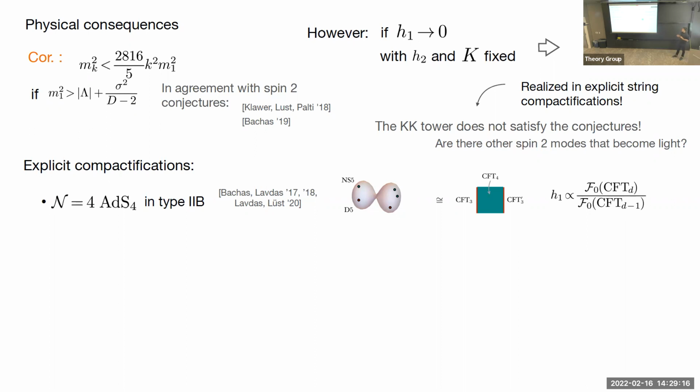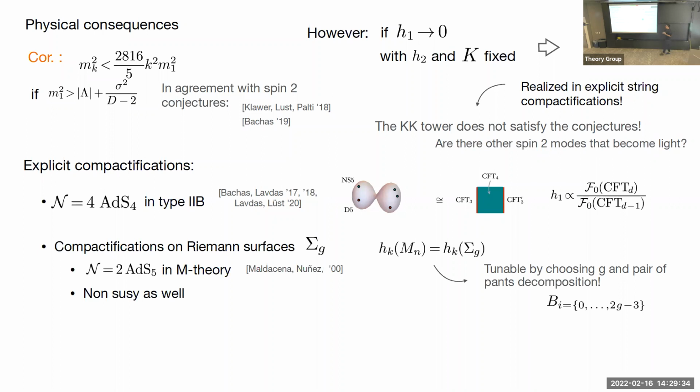And in this setup, you can also have a holographic description, where the holographic dual of these you can think of as two CFT3s connected by a CFT4. And in this case, the Cheeger constant is proportional to the degrees of freedom of these CFTs.